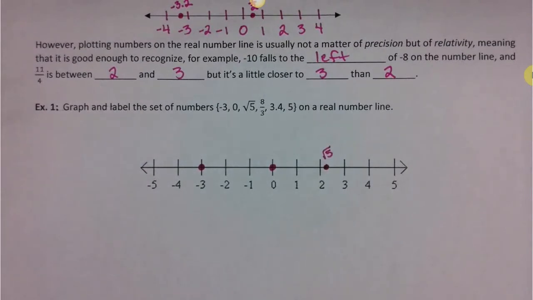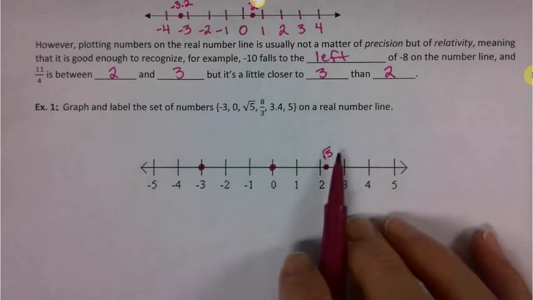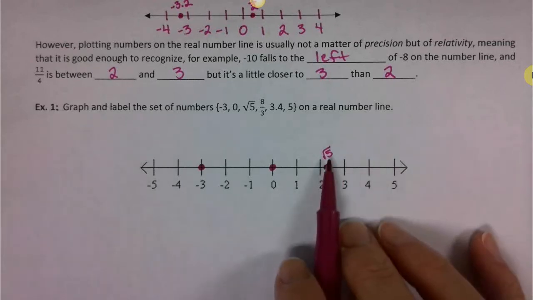8/3, that's the same as 2 2/3, or 2.6 repeating. So 2.6 is going to be bigger than 2.2, which is what we said the square root of 5 is approximately equal to. So we're going to put a point somewhere between the square root of 5 and 3 to represent 8/3.